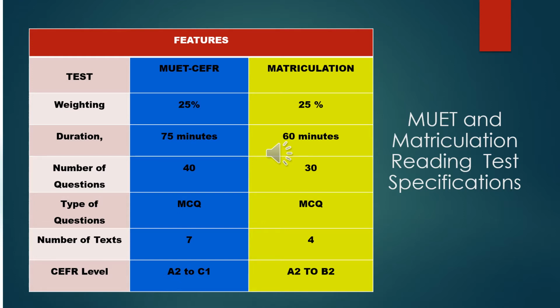Number of questions for MUET CEFR reading is 40 questions, while matriculation is 30 questions. Types of questions for MUET CEFR and matriculation both are MCQs. Number of texts for MUET CEFR are 7, while matriculation 4 texts. The CEFR level tested for MUET CEFR is A2 to C1, while for matriculation is from A2 to B2.